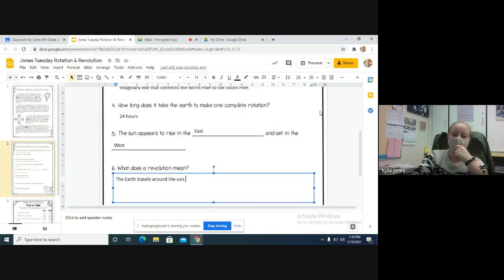Does it ask us how long? We'll wait to say how long. Another word for a revolution is an orbit. The orbit is the path that it takes around the sun. We could have just put that one first.